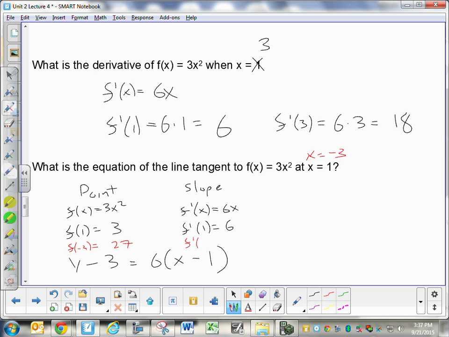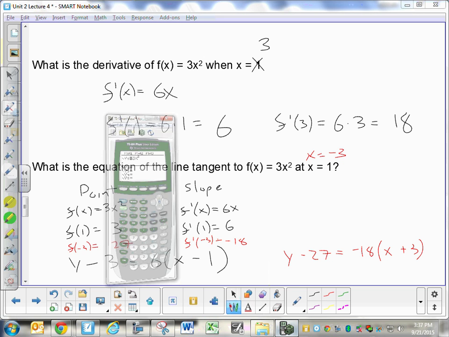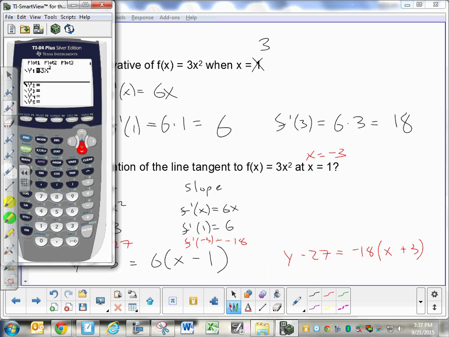27, negative 18. There's my equation. So I will graph y equals negative 18 times x plus 3 plus 27. And if all is right in the world, we have 3x squared. We have its tangent line right at negative 3. Fantastic.